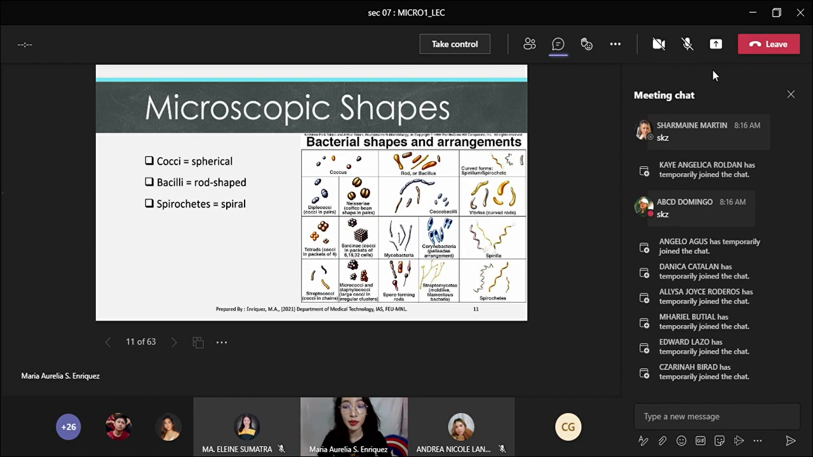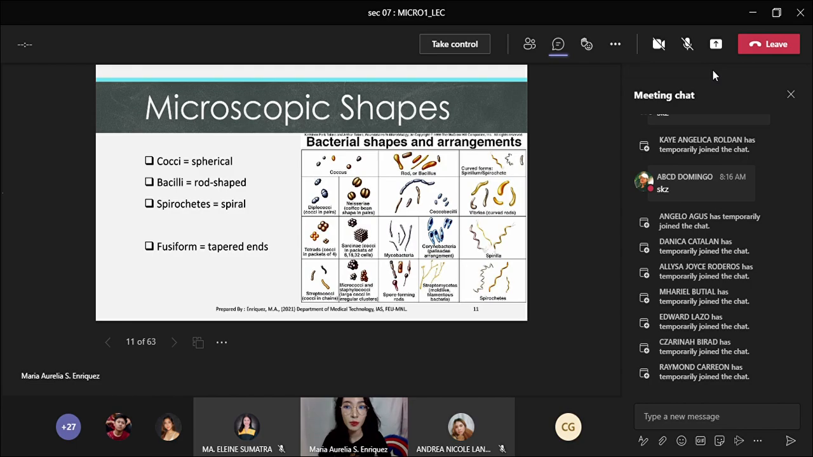Next, as the name implies, spirochetes are spiral in shape. So they are coiled or curly. In addition to all of that, another terminology that we need to be familiar with is fusiforms. So kapag sinabi po na fusiform yung bacteria, this means that their ends are tapered, giving them a pointy appearance.